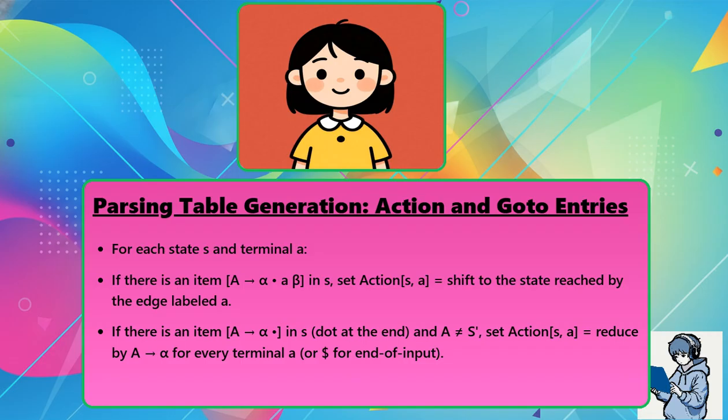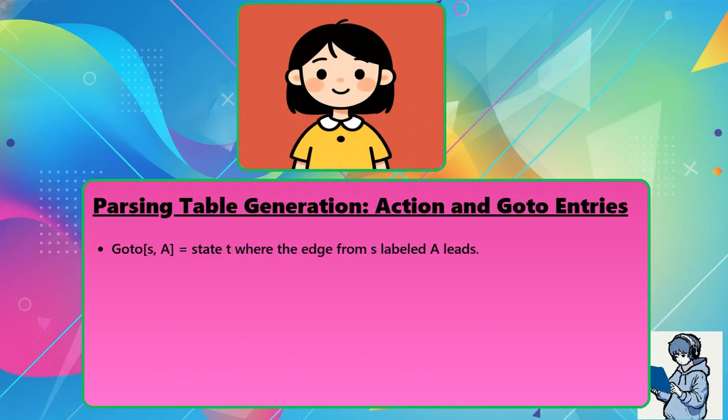If there is an item A produces alpha dot in S, with the dot at the end and A is not S prime, set action of S and a to reduce by A produces alpha for every terminal a or dollar for end of input. If the item is S prime produces S dot, set action of S and dollar to accept. Go-to of S and A is state T where the edge from S labeled A leads. The tables look like a spreadsheet that the parser consults at each step.